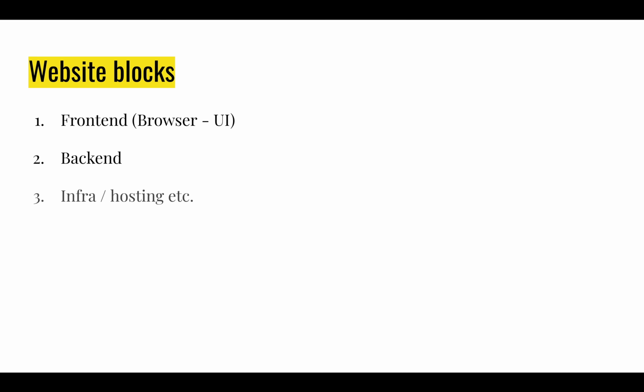So let's look at what are the blocks involved in a website. Broadly you can think of there is front end, what you see in the browser, and then there is backend where you have all the servers which will maintain the databases, all that. And coming to the third part, where do you host the servers, AWS and some other infra hosting services. So in this video series we'll focus on the front end.